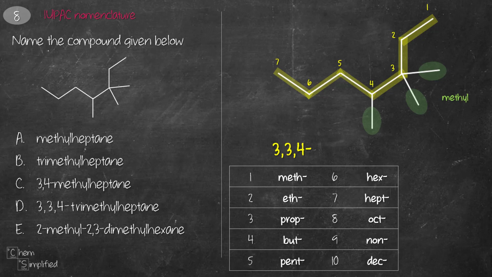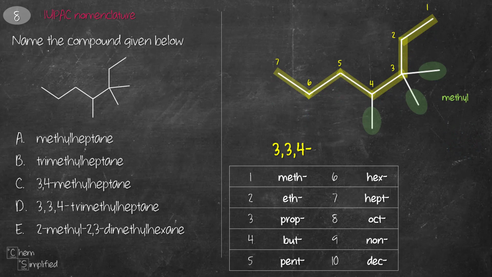Because we have 2 groups attached to carbon 3, we need to write out 3 2 times. So we can't just say 3, 4. It has to be 3, 3, 4. Now another way of counting is counting starting from the left. And if we do that, that's going to give us 4, 5, 5. The rule is to go with the lower set of numbers. So therefore, we're going to go with 3, 3, 4.